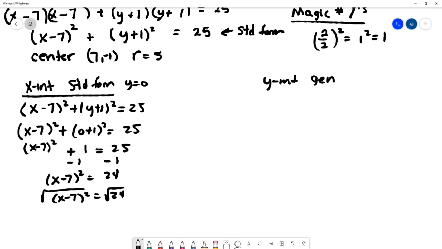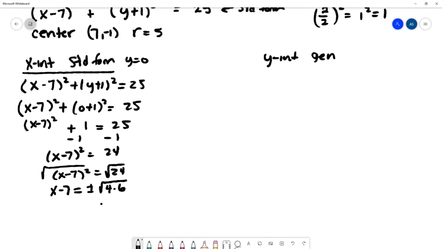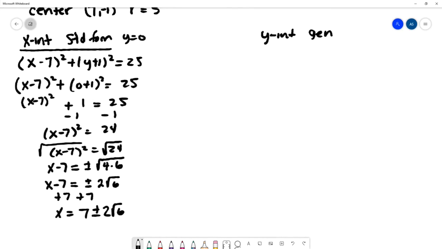I'll square root both sides. The square root and the square cancel each other out, and I get that plus or minus symbol on the other side. I'm also going to rewrite 24 as 4 times 6. The square root of 4 is 2, and 6 stays inside the radical. I'll add 7 to both sides and get x equals 7 plus or minus 2 square root of 6. And I have my x-intercepts.